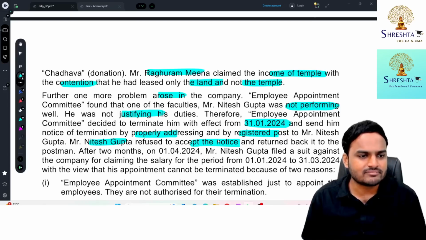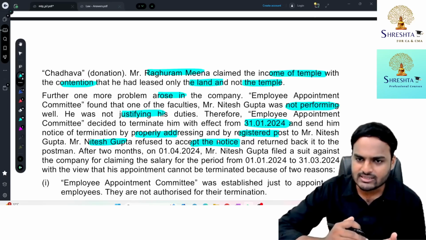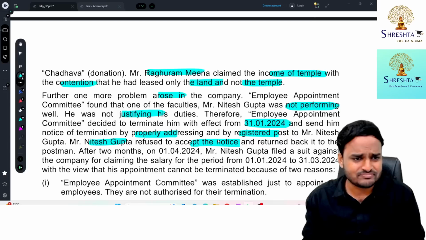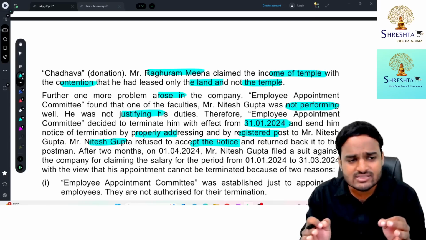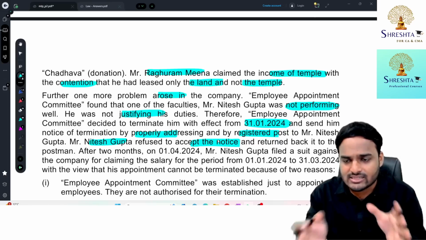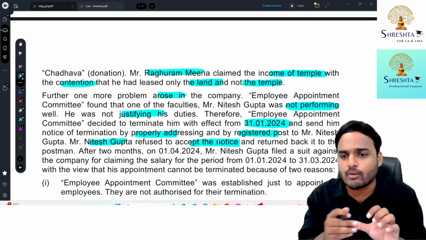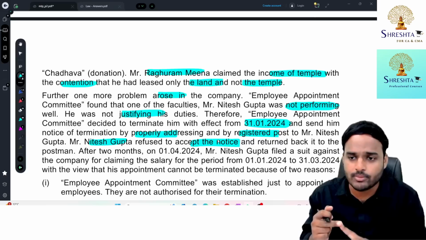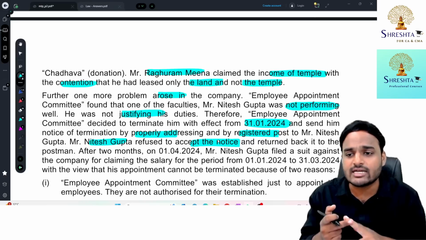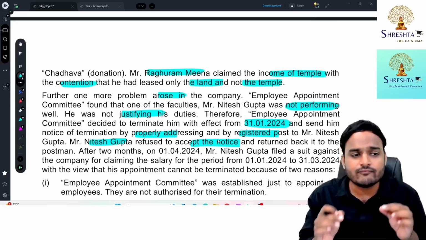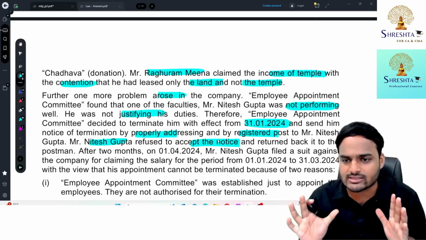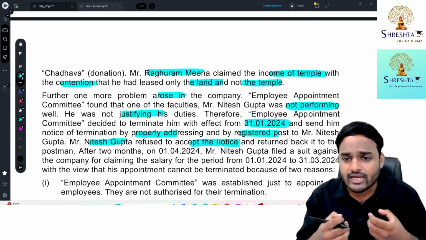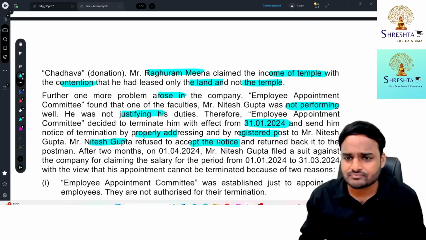It is irrelevant here. The company's committee sent a notice to him. Whether he accepts it or rejects it is immaterial. Here, service of notice is valid. Service of notice is valid if it is properly addressed and the stamps are properly paid, and it is sent by registered post. Then we call it proper service of notice. It is irrelevant whether it reaches the recipient or not, or whether the recipient accepted or rejected it.